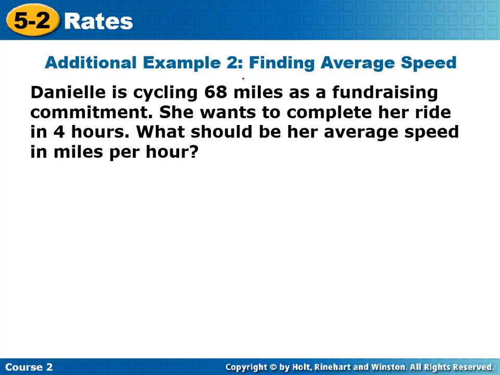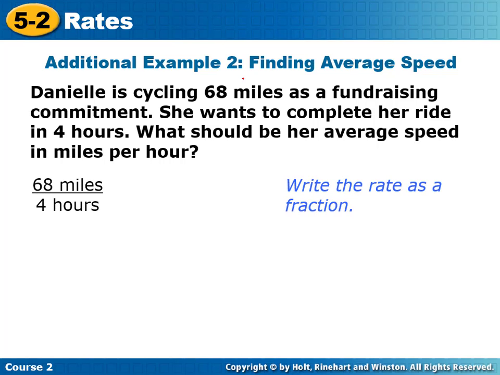So in a problem like this, Danielle is cycling 68 miles. It's a fundraising commitment. She wants to complete her ride in 4 hours. What should be her average speed in miles per hour? In a problem like this, we need to set up a ratio. We want to go 68 miles in 4 hours' time. So we write the rate, 68 miles divided by 4.